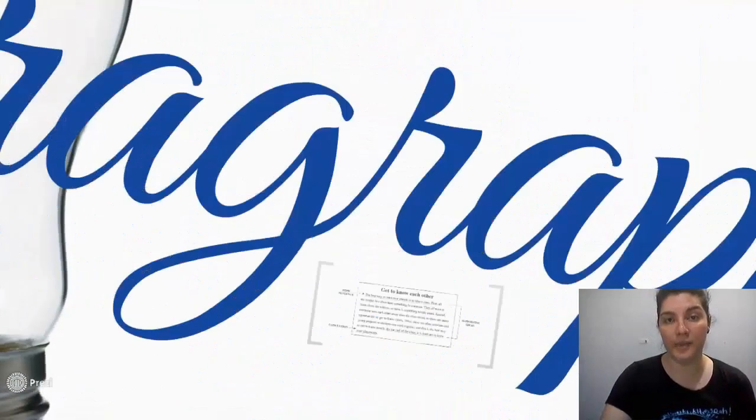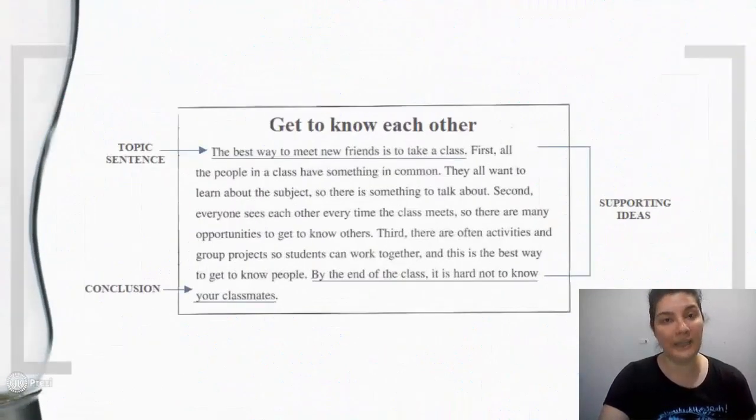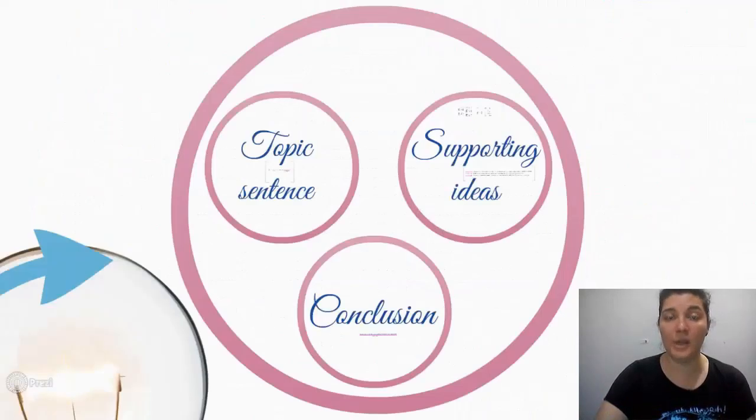If we go back to the previous paragraph, we can analyze this layout. Please note, at the beginning of the paragraph, we have the topic sentence. Then we have some supporting ideas. In this case, we have 3 supporting ideas. And at the end of the paragraph, we can find the conclusion. As we said before, a typical paragraph is composed of a topic sentence, supporting ideas, and conclusion. Let's begin with the topic sentence.